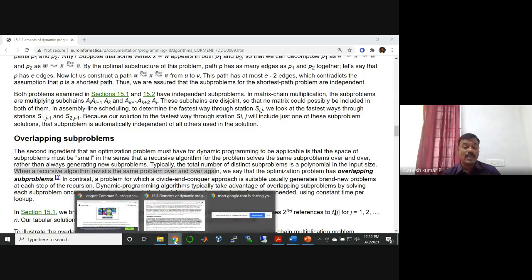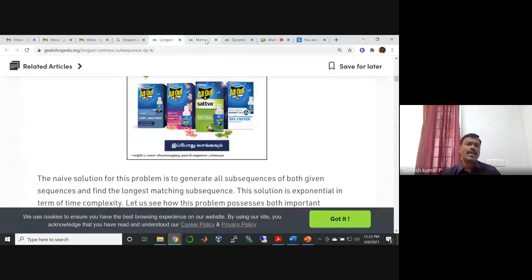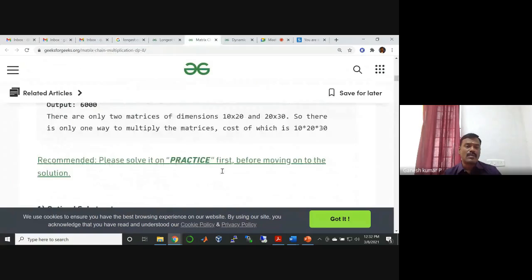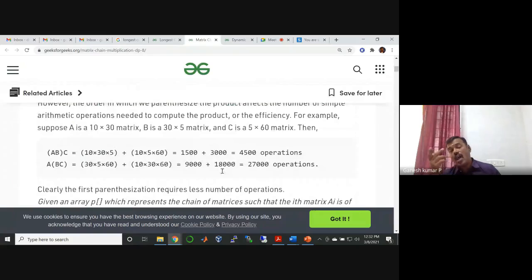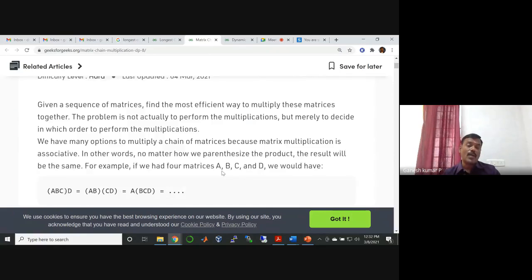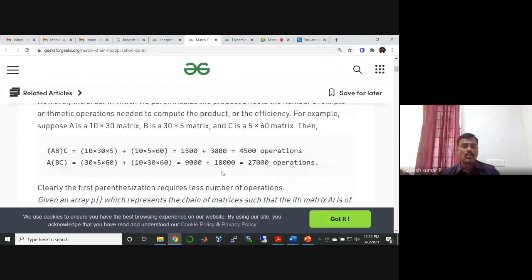There are two problems given here. One is matrix chain multiplication, and another is longest common subsequence. Both problems we can describe very easily in a word. What do you mean by matrix chain multiplication? There are n number of matrices given to you. The order of the matrices will determine the number of operations. If you choose one order, then the operation count will be one value; if you choose another order, the count will be different. Based on the counts, you have to choose the one order, that is, one matrix chain, which gives the least number of operations.